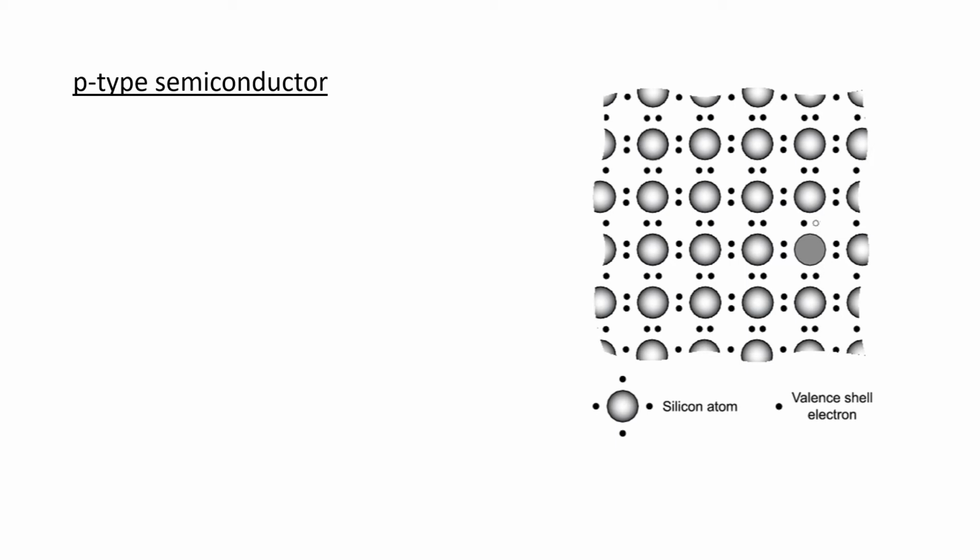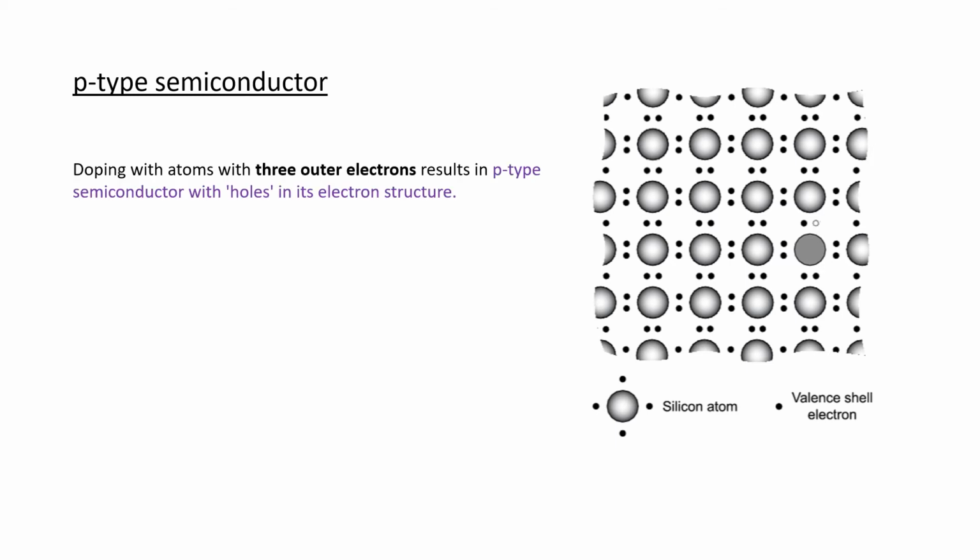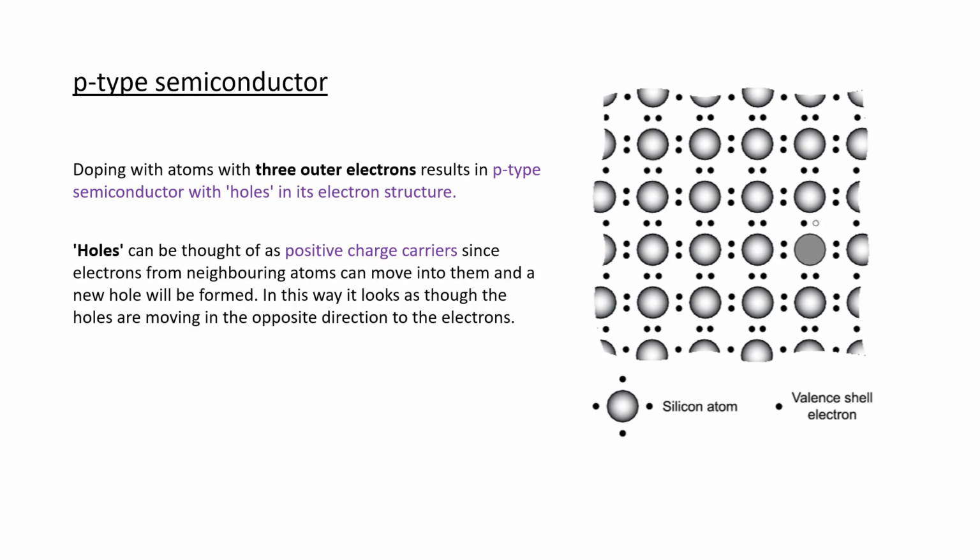If this impurity atom with only 3 electrons in its outer shell covalently bonds with the rest of them, it will leave what is known as a hole. This forms a p-type semiconductor with holes in the electron structure. Holes can be thought of as positive charge carriers, since electrons from neighboring atoms can move into them and a new hole will be formed in that neighboring atom. In this way, it looks as though the holes are moving in the opposite direction to the electrons. Effectively, you'll have negative charge flowing in one direction and positive charge flowing in another.